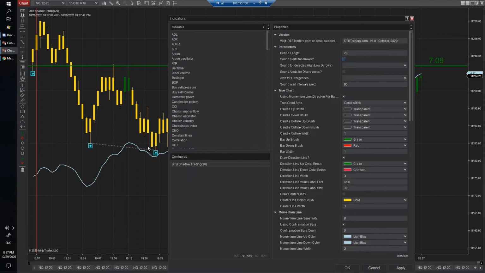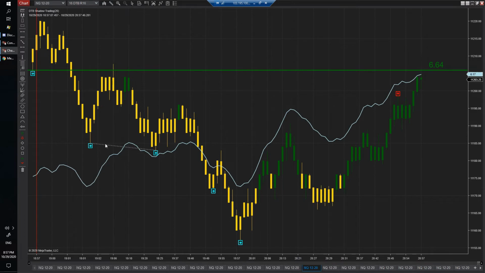So when these divergences occur, like you see on the chart, the divergences will be highlighted by these connected dotted lines. As soon as these connected dotted lines form, it's going to give you an audible alert when that happens. Same with the arrows when they form. And that'll help you just flick to the chart and see if there's a valid opportunity to enter a position.